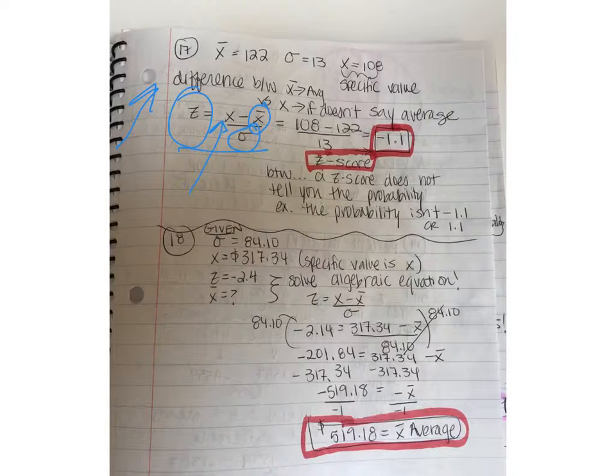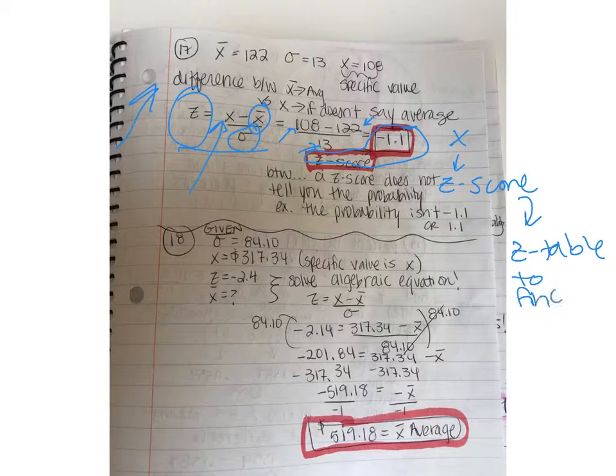So we just plugged in 108, was the number he gave us. 122 is the average. 13 standard deviation. So the z-score is negative 1.1. Just remember, a z-score is basically taking a certain x value, then you're finding the z-score, but then that's not your answer when they say what's the probability or percent. That you then would need to go to the z table in order to find the probability or percent.